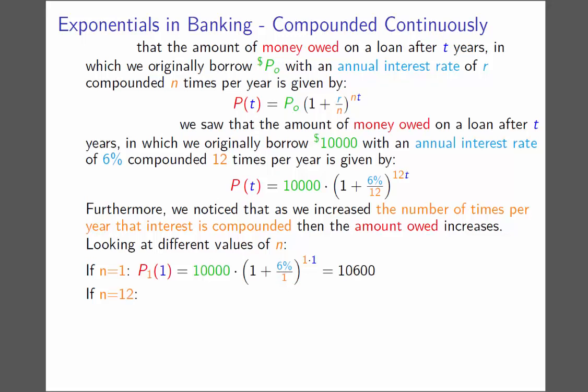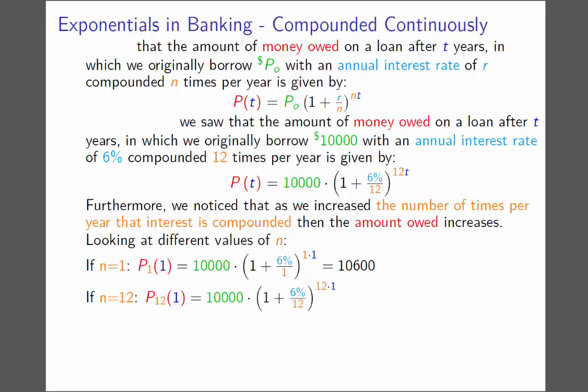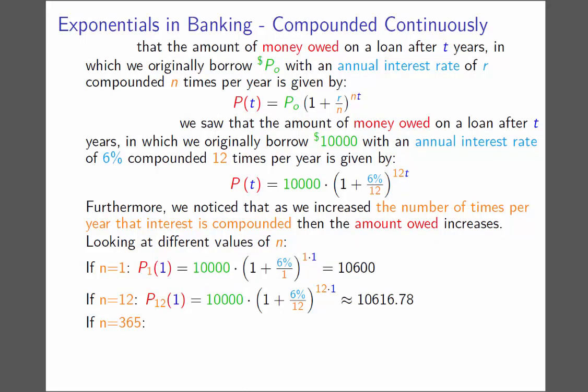Once we increased the number of times per year we compound interest to 12 and did it every month, the amount owed after 1 year was given by 10,000 times (1 plus 6% over 12) to the 12 times 1, which came to roughly $10,616.78. Now, what happens if we compound every day and n is 365?